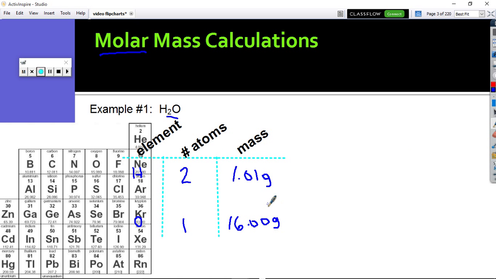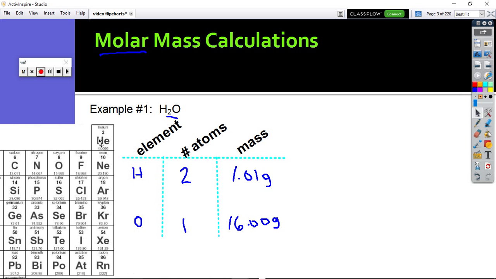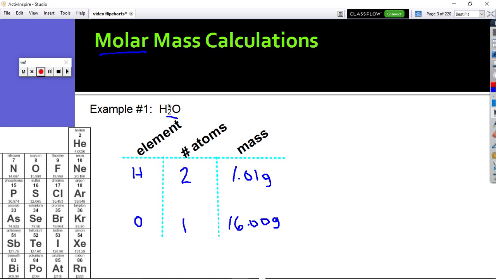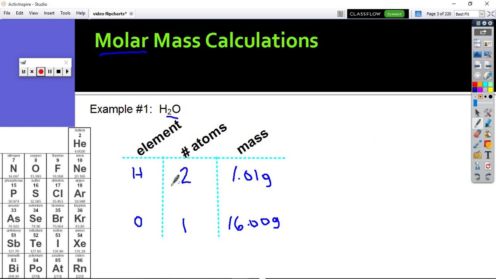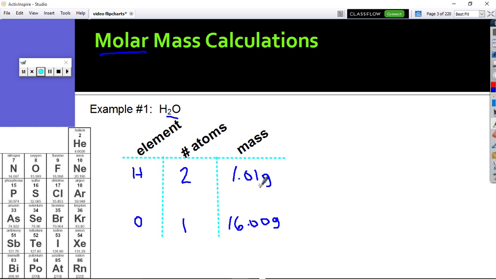Now at this point in time, we need to find out how much mass all the hydrogen has and all the oxygen. Each hydrogen atom has a mass of 1.01 grams. We have 2 atoms, so we're going to have to multiply those together. And when we do, the total mass of all the hydrogen put together is 2.02 grams. We're going to do the same thing with the oxygen. 1 times 16 is 16.00 grams. At this point, this is the total mass of hydrogen and the total mass of oxygen in water.